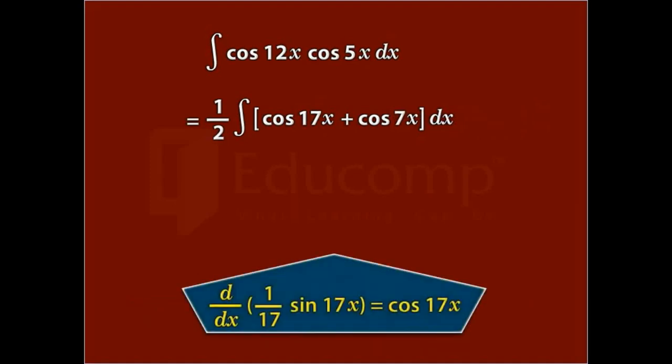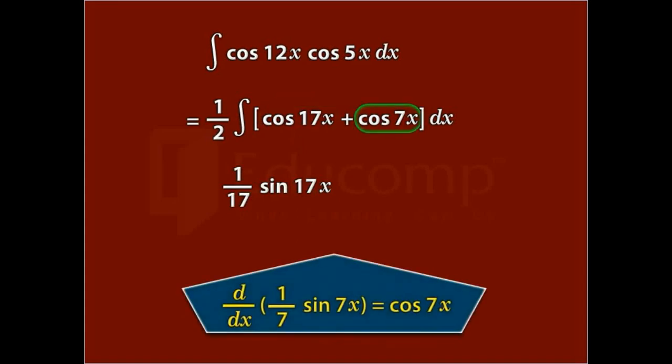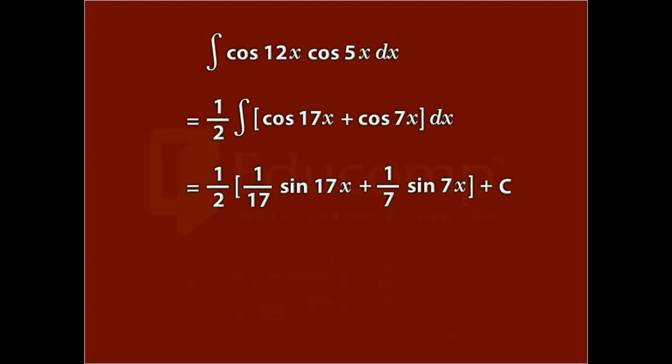Since the derivative of 1 over 17 times sine of 17x is cosine of 17x, the integral of cosine of 17x is 1 over 17 times sine of 17x. Similarly, the integral of cosine of 7x is 1 over 7 times sine of 7x. So, the required integral is 1 over 34 times sine of 17x plus 1 over 14 times sine of 7x plus constant c.